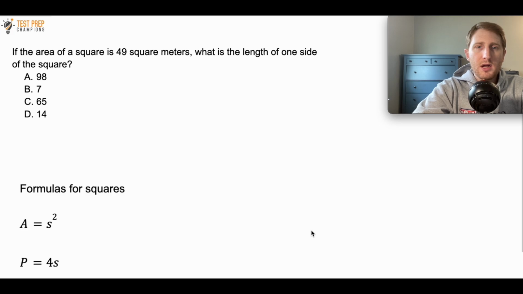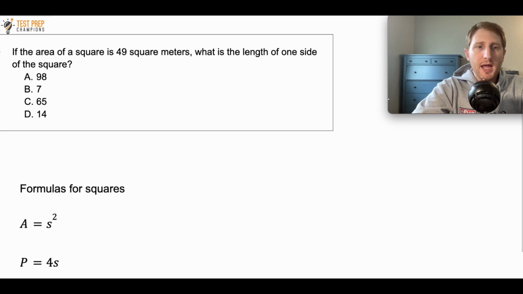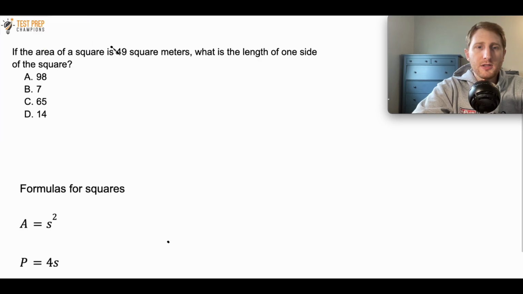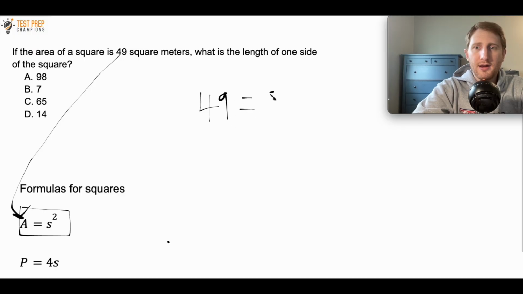Okay, so here we're asked, what is the length of one side of the square? And we know that the area is 49 square meters. So we're going to use the area formula right here. And since we are given the area, we're going to plug 49 in here for A. All right, so 49 equals S squared, where S is the length of one side of the square. So how do we get S here?